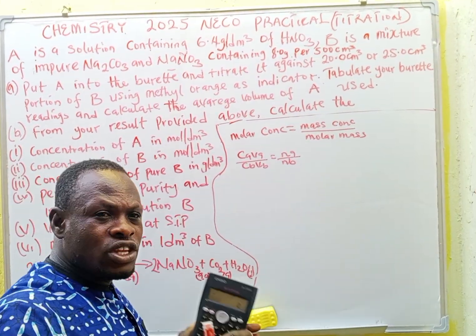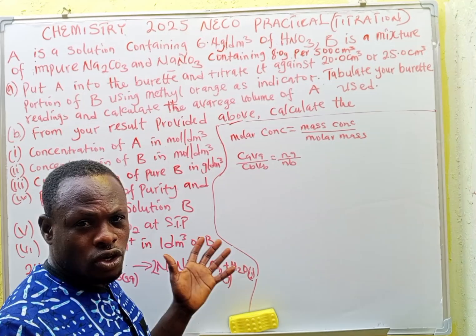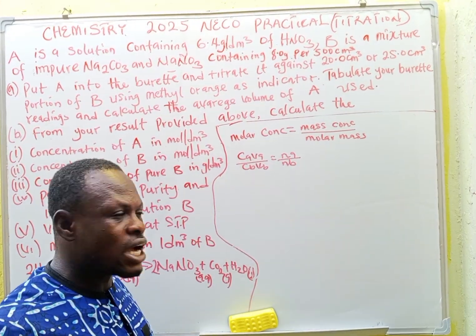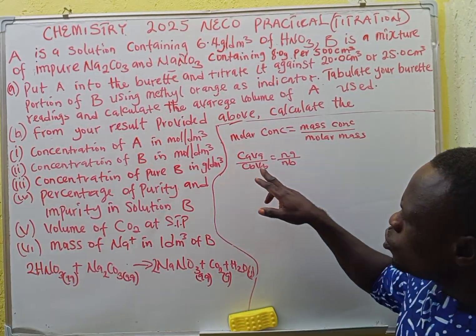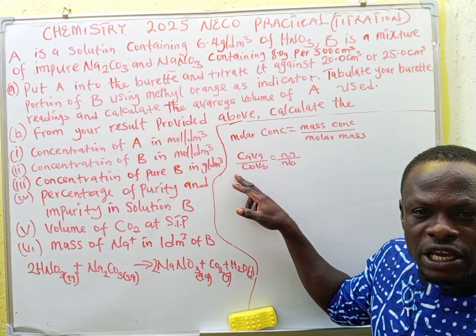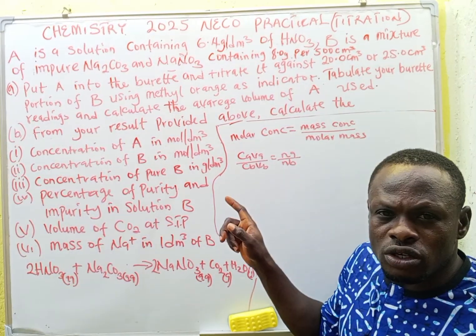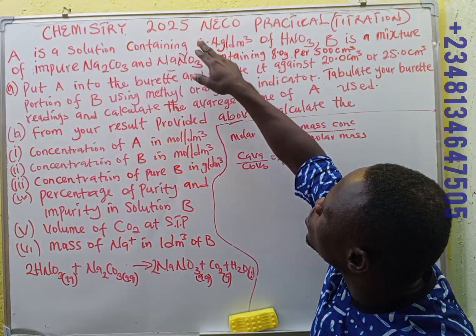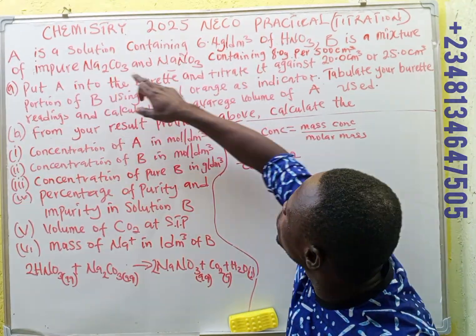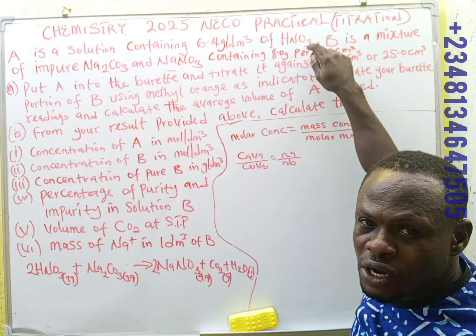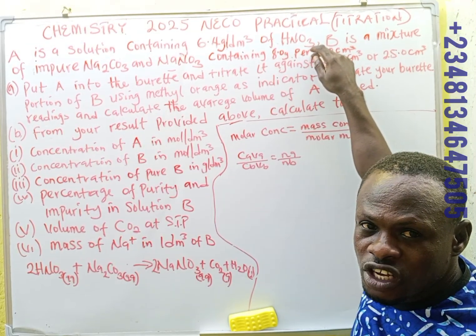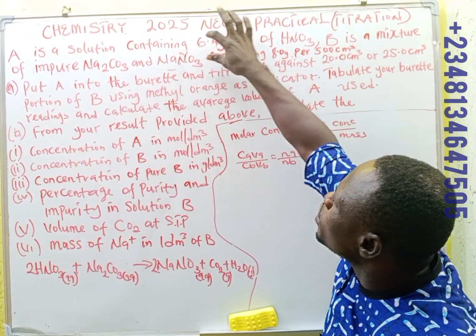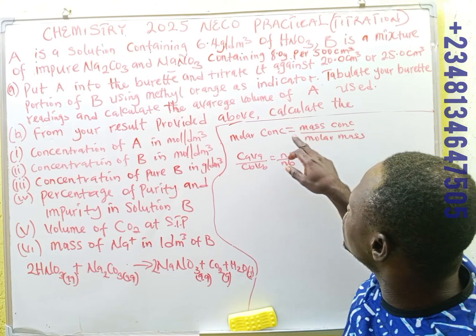Now, if Neco decide to turn this question upside down, I want to teach you so that when they turn upside down, you should be able to tackle it. Now, you can only use this second formula if one of the concentration is given in moles per dm in the question. As you can see here, A is in grams per dm. B is in grams per cm, which we are going to convert to grams per dm. Is that understood? So none of the concentration is given in moles per dm. If none of the concentration is given in moles per dm, you use this first formula.